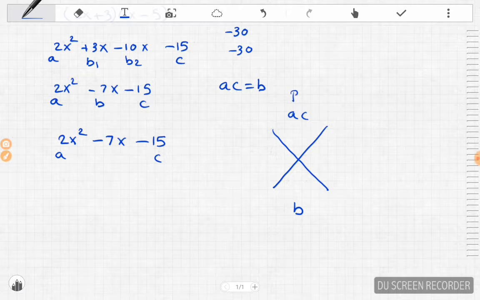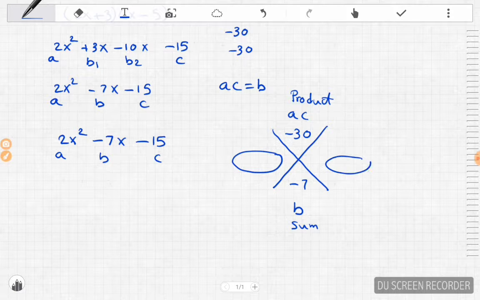The AC is the product. You don't have to write that down, just make sure you know it. And the B will be the sum. I know here A times C, 2 times negative 15, gives me negative 30. And I know the B is negative 7. And my goal is to come up with 2 numbers. Right? I don't know these 2 numbers. That's the guessing part.